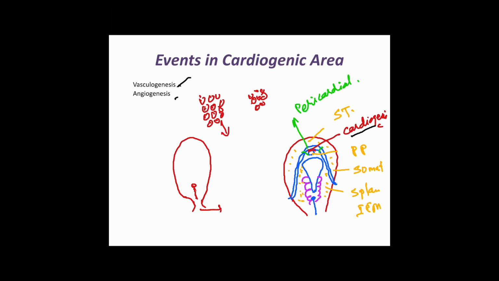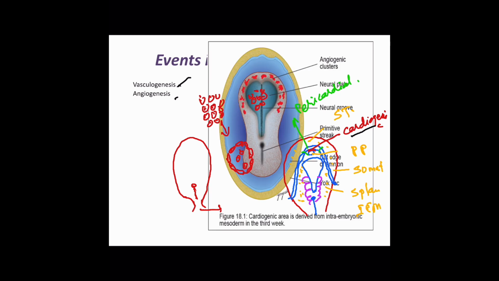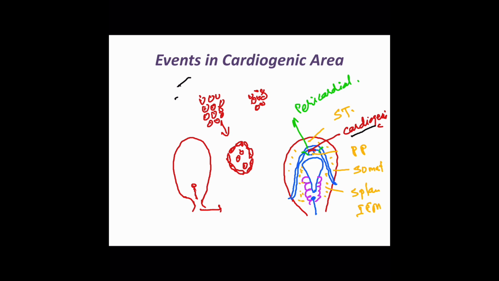The cells in these islands differentiate in such a way that the peripheral cells become flat to form endothelium, while the central cells remain loose to form blood cells. This is vasculogenesis, the process of formation of primitive blood vessels. Now these blood vessels undergo further changes to form definitive structures. This is angiogenesis.